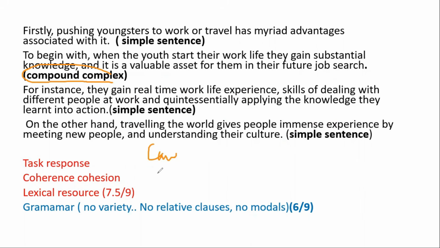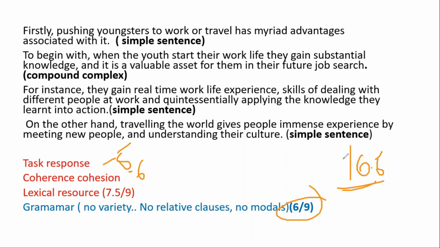Can, could, would, may, might, shall, should: nowhere is there any mention of them. Obviously the grammar also scores 6. Overall the person gets this is 5, this is 6, this is 7.5, 6, certainly not more than 6.5, or in the worst case, if the examiner is in a good mood, the person may get 6.5 and not more than that. But the essay looks good to the naked eye, isn't it?